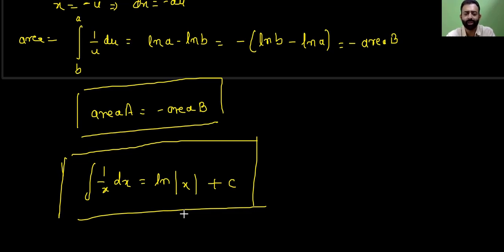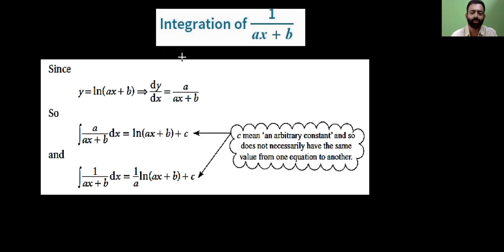Now, since we have learned that negative values are also incorporated in the domain, let us quickly understand the next part of this integration. If we generalize any function of the type 1 upon ax plus b instead of just 1 upon x, so if you have been given any linear function in the denominator of the type ax plus b, by writing this ax plus b as another variable t, let us derive this. Let us say you have to integrate 1 upon ax plus b dx.